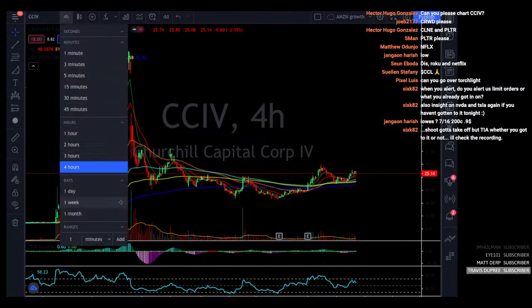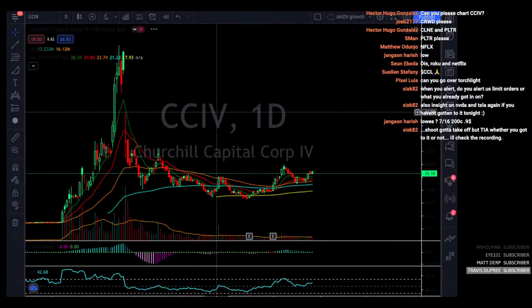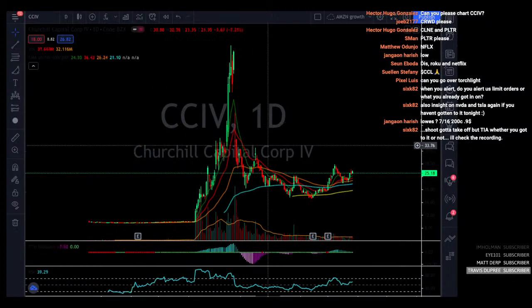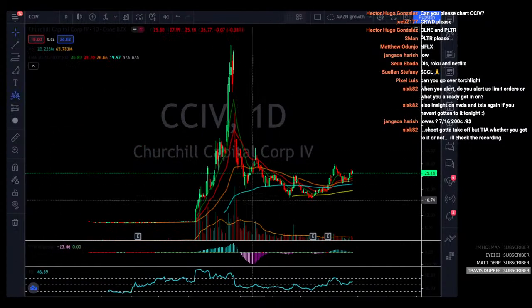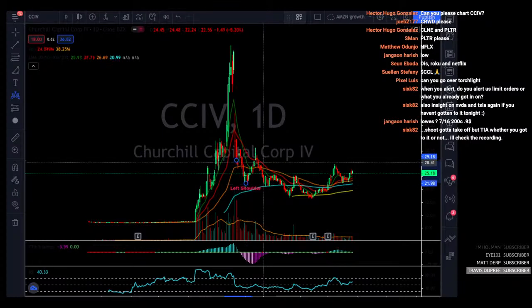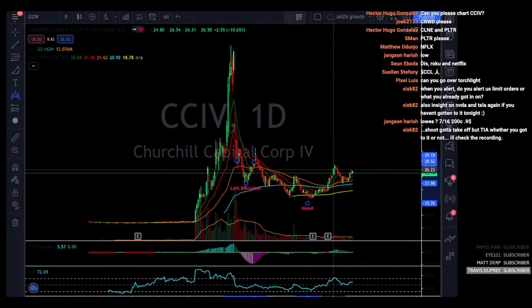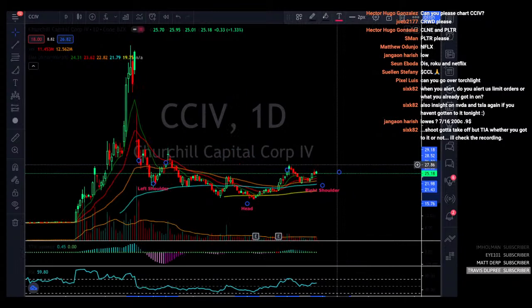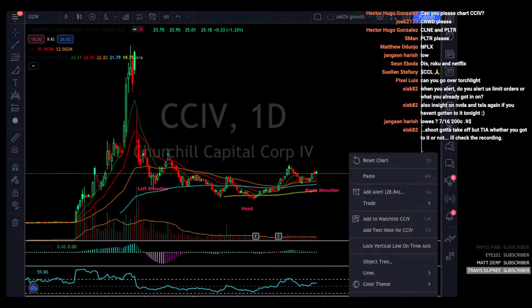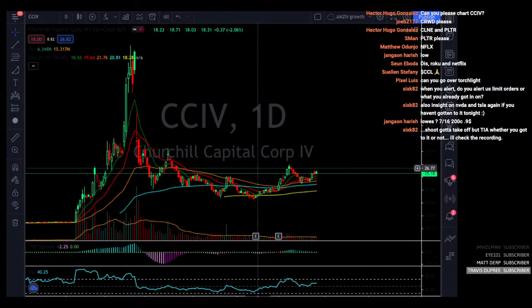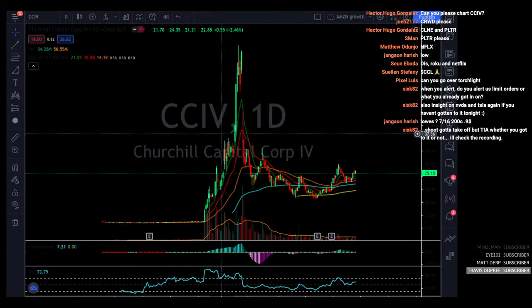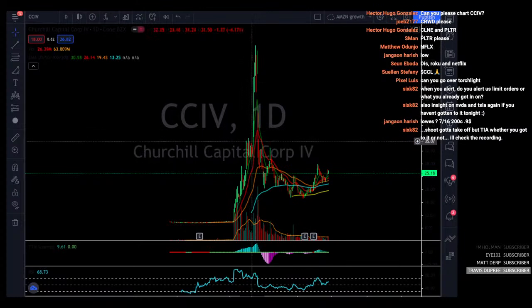But looking at technical analysis wise, I do see some sort of inverse head and shoulders on the larger time frame. You can see that this is the left shoulder, this is the head, this is the right shoulder. We're going to have to go all the way to $27 for us to actually test if this shoulder is legit or not. But currently on the larger time frame, I do see some kind of rounded bottom.